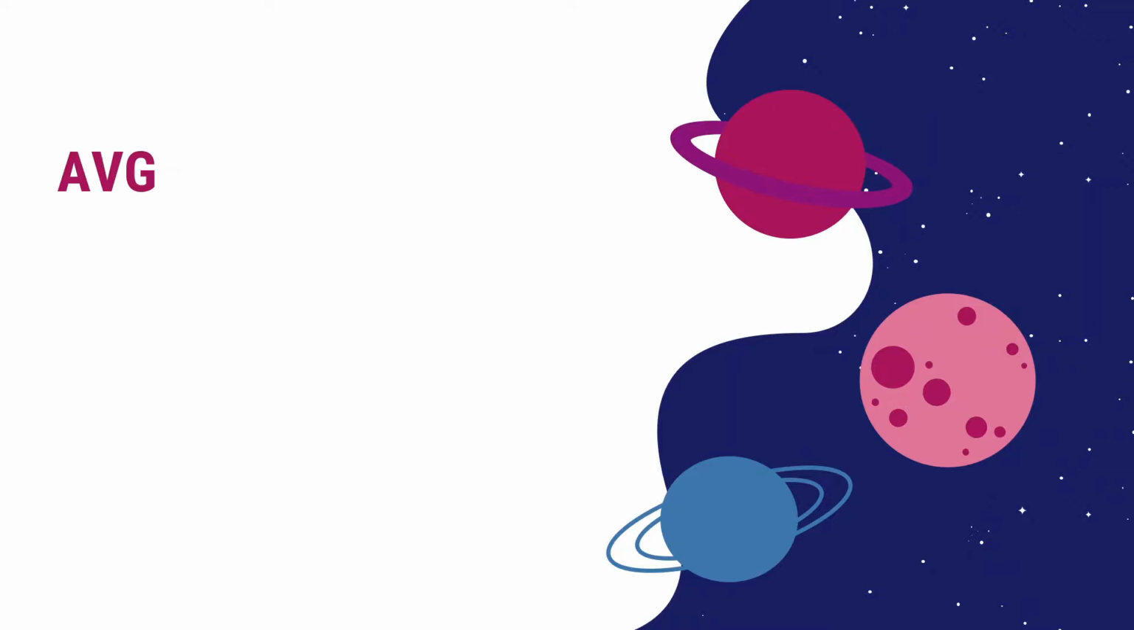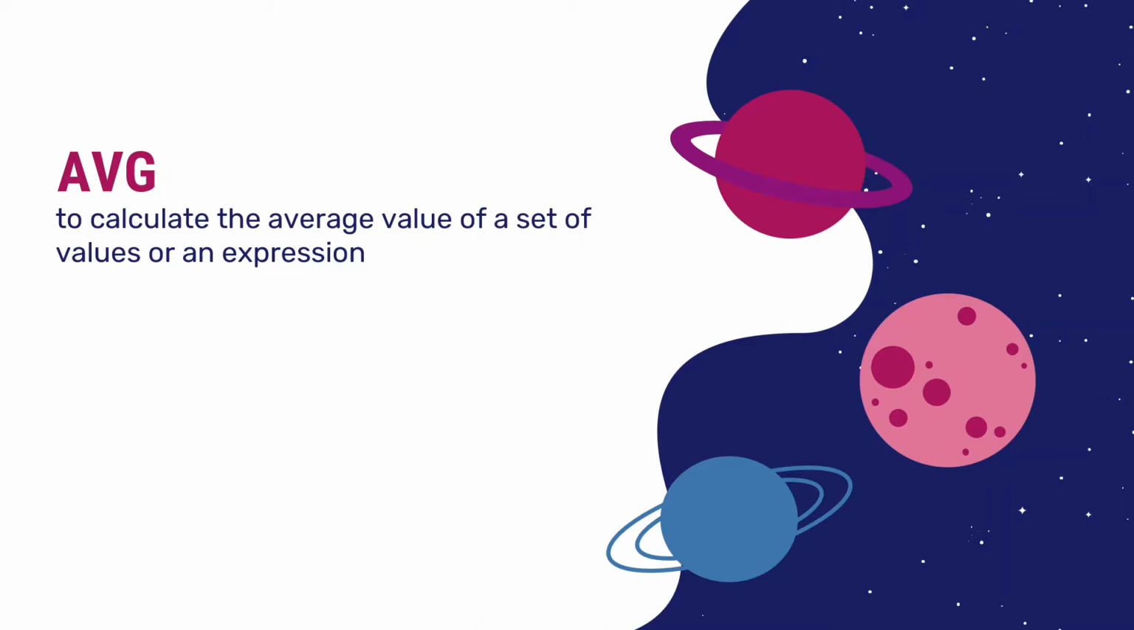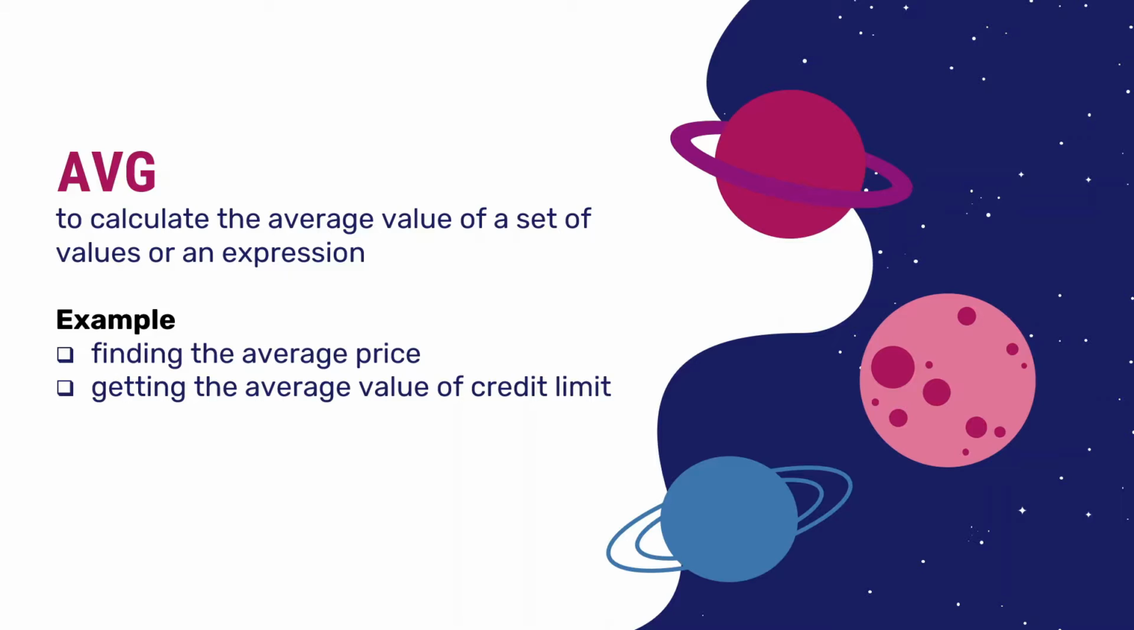Okay, the third is the average function. The average function is an aggregate function that allows you to calculate the average value of a set of values or an expression. For example, we can use the average function for finding the average price or getting the average value of credit limit.